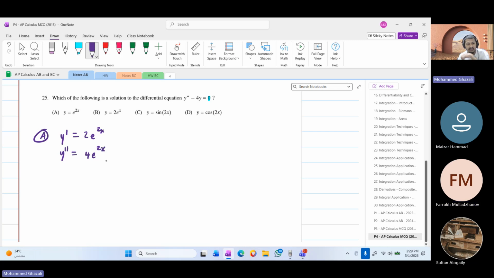Excellent. Everyone understands that. So now you have 4e to the power 2x, which is y double prime, minus 4 times 2. So that will not work. That is not equal to 0, right? So option A is out.